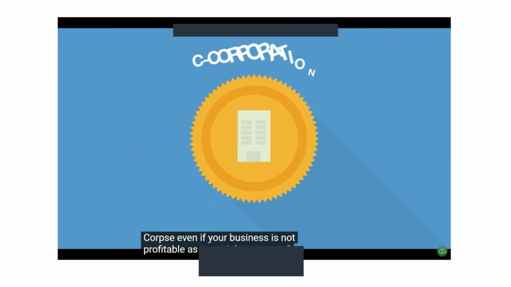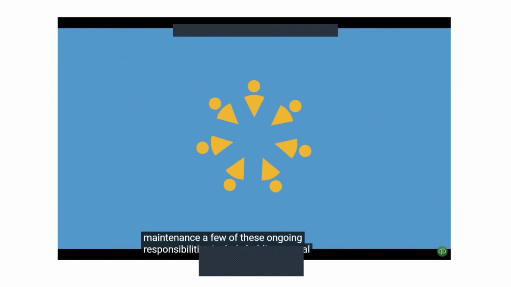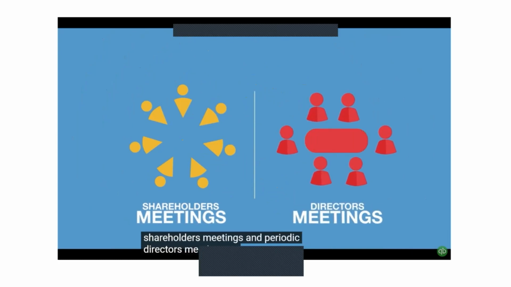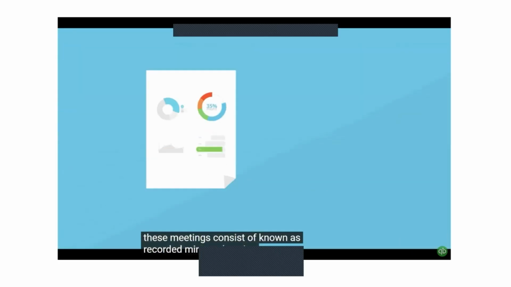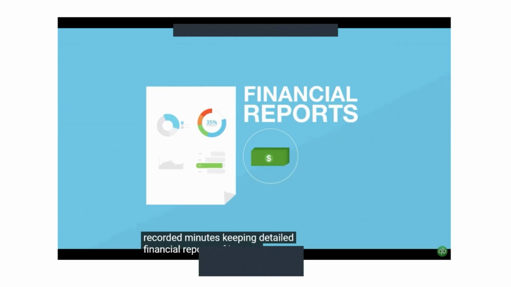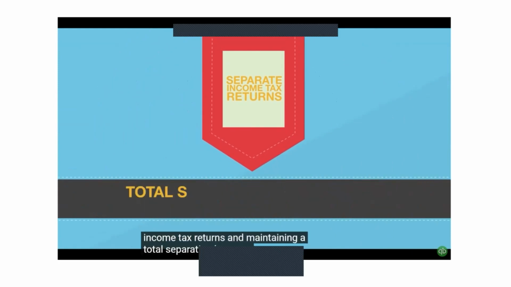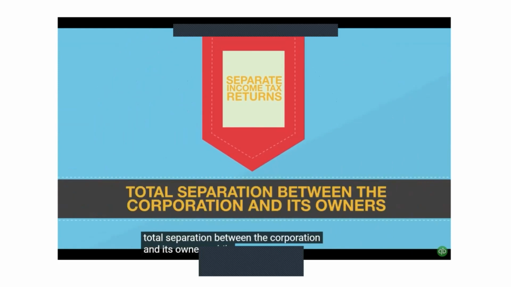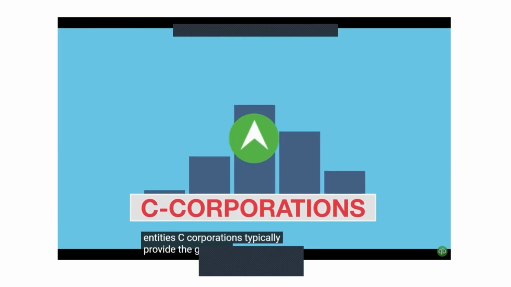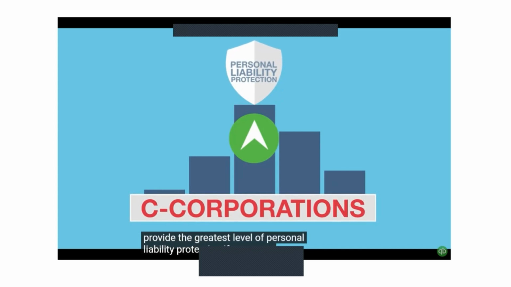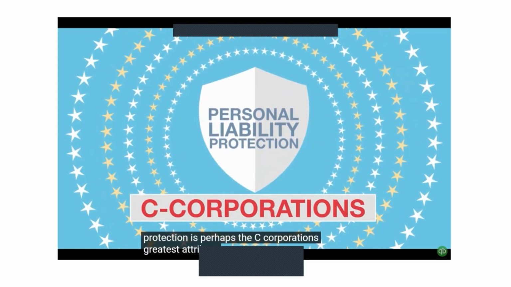As you might expect, a C corporation can be rather high maintenance. A few of these ongoing responsibilities include holding annual shareholders meetings and periodic directors meetings, as well as maintaining detailed records of what these meetings consist of, known as recorded minutes. Keeping detailed financial reports of income and shareholder dividends. Filing separate income tax returns and maintaining a total separation between the corporation and its owners. While they are more complicated to run than other business entities, C corporations typically provide the greatest level of personal liability protection if corporate formalities are followed. This legal protection is perhaps the C corporation's greatest attribute.